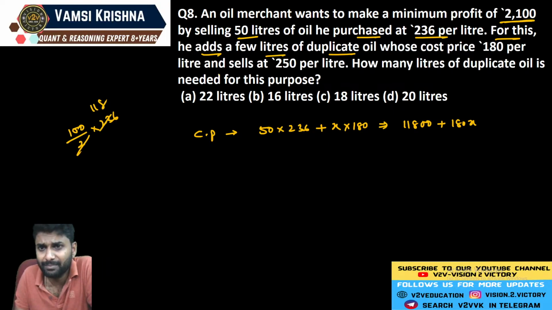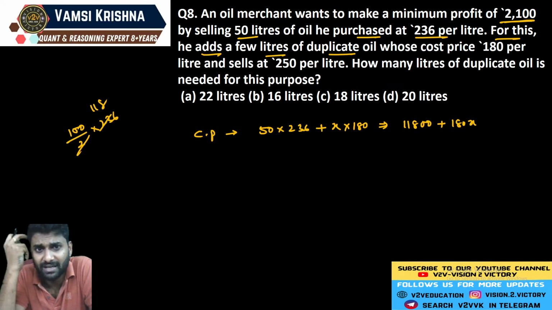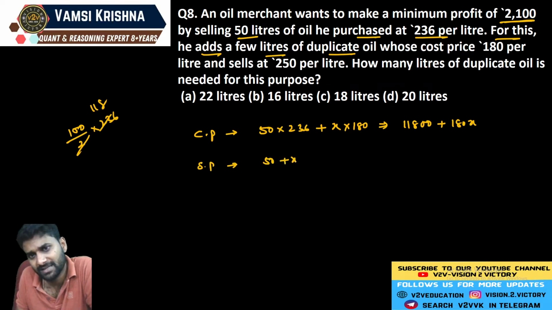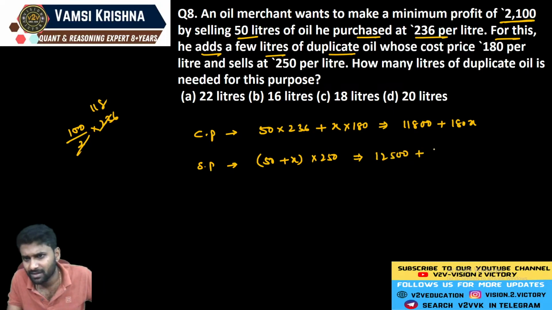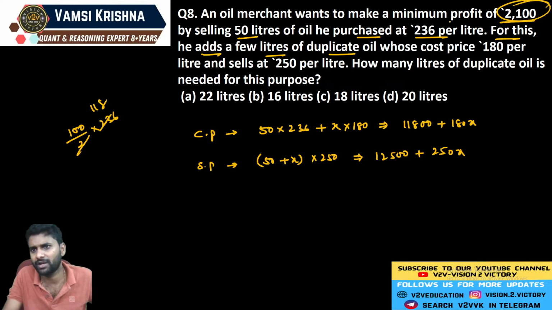Now, while selling, for this added duplicate he sells the overall mixture at a cost of 250 per liter. Now what about the selling price? 50 liters plus x, which is sold at 250. Now 250 times 50 is 12,500, right? So 12,500 plus 250x. They clearly mentioned that they need a profit of 2,100. You already know that profit means selling price minus cost price. Just find the difference of these two numbers.